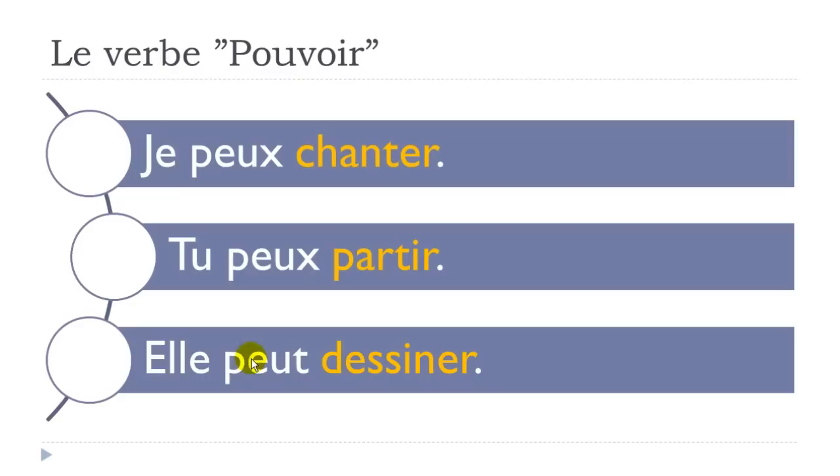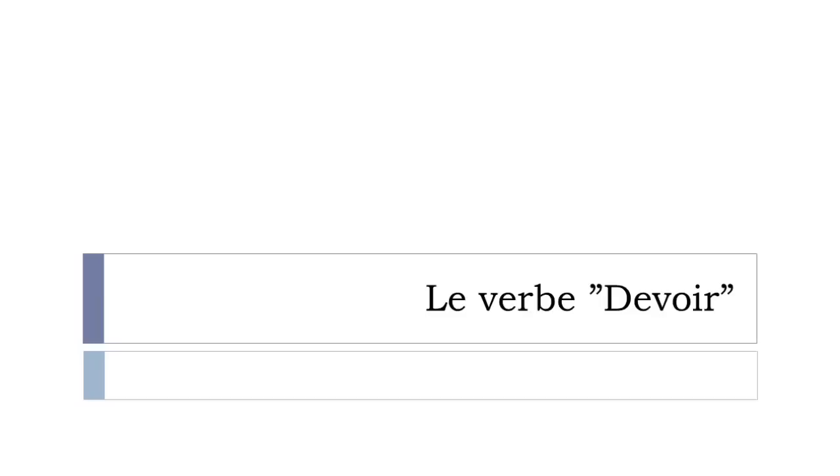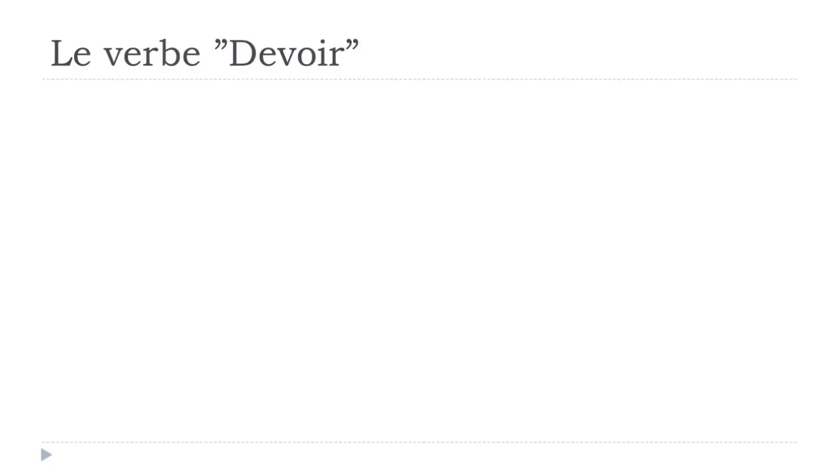Okay? Elle peut dessiner. And in this lesson, we will try to focus on le verbe devoir. Devoir means to must. Okay? So it's quite useful. And especially, it's not a regular verb, so it's always good to spend a few minutes on the conjugation at the present of this verb. Okay, so let's start there. Let's see. So the verb devoir, to must, at the present form.